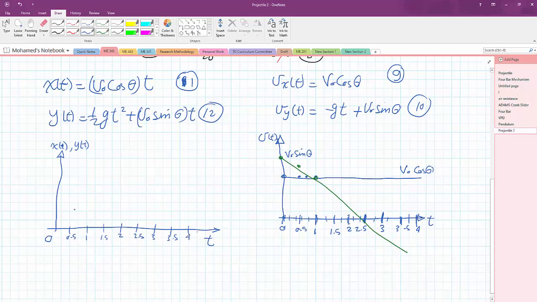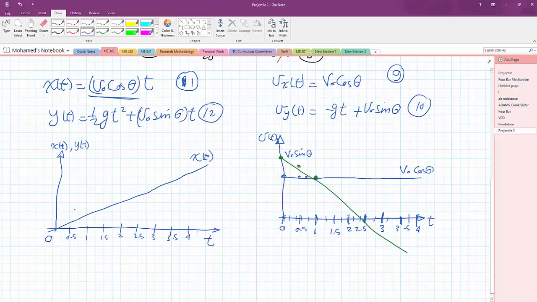If you look at this equation here, this is a line with certain slope based on the value of V naught and the cosine theta. Now this line starts from the origin because there is no constant added here. So if you draw this line, if the slope is positive, then it will be something like this. The displacement in the x direction is increasing with time in a linear manner.